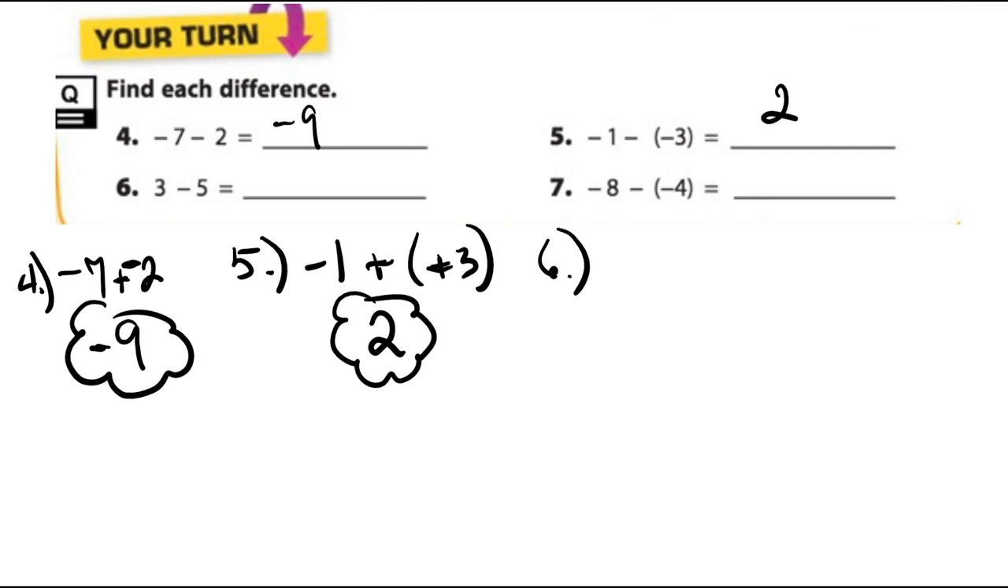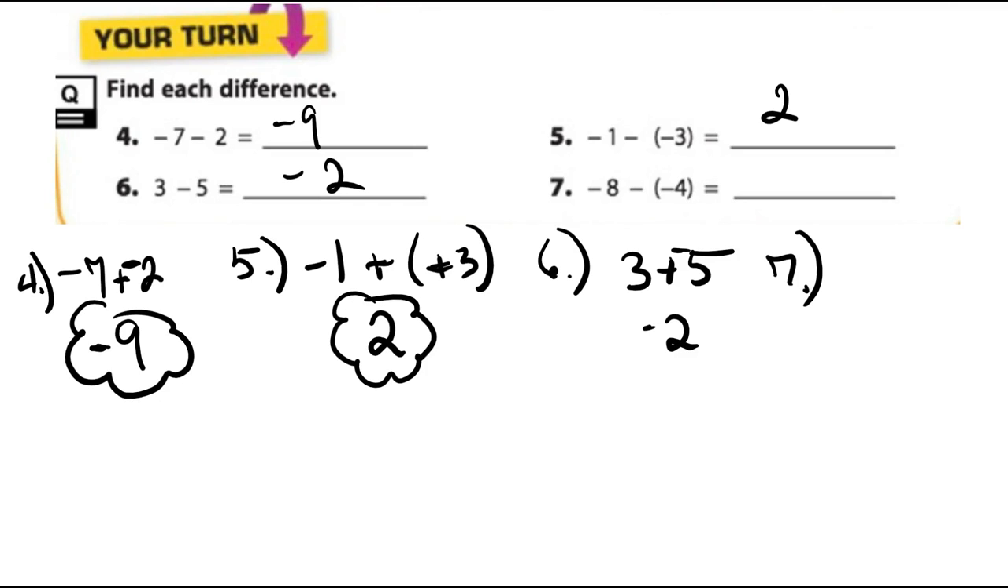Number 6, I have 3 minus 5. If I take away 5 from 3, 3 is smaller than 5, so I know I'm going to end up with a negative number. That should help me figure out whether I did it correctly. But I follow my rule. I keep the first one the same. I change. Now you have 3 plus -5. Again, different signs. We subtract. We do 5 minus 3, which is 2. Keep the sign of the bigger absolute value. 5 is larger than 3, so it's -2.